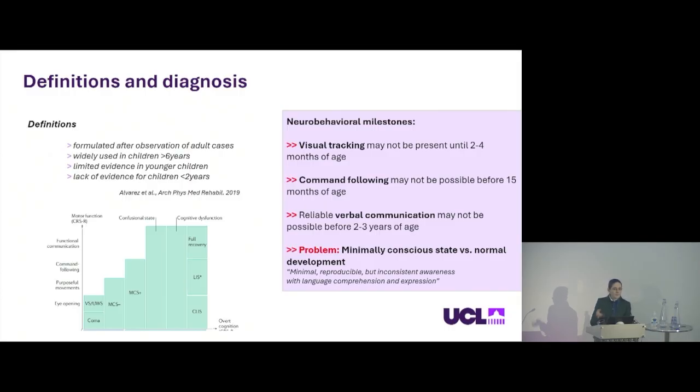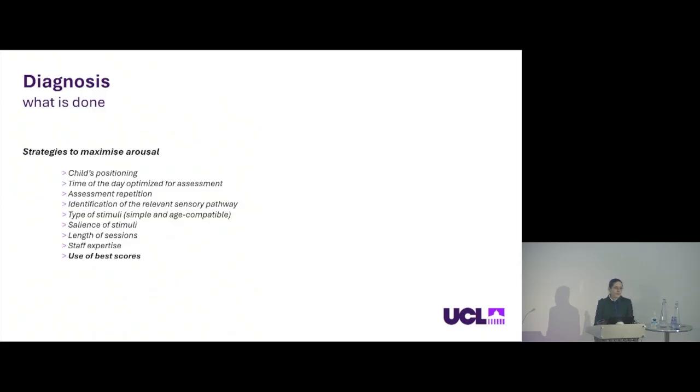And so, in a way, the very definition of the state clashes with the developmental milestones of controls, of healthy children. And from here, the difficulty of assessing the states. So what has been done for long has been just to try to insist on maximizing the arousal in the patient so that we maximize our chances to observe those features that are assessed by the scales in adults.